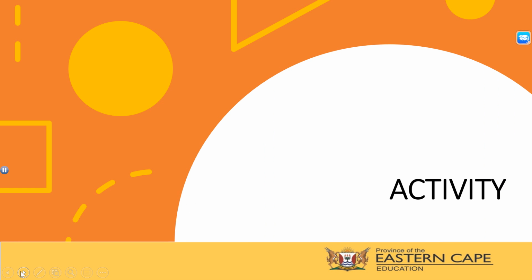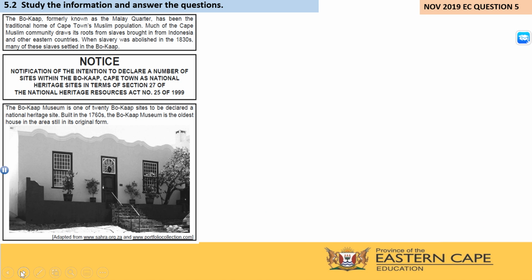Okay, grade 11, as has become the practice in these virtual lessons, we do an activity once we've come to the end of our lesson. This particular activity is extracted from the November 19 Eastern Cape Provincial question paper, in particular question 5. The instruction is to study the information and answer the questions.